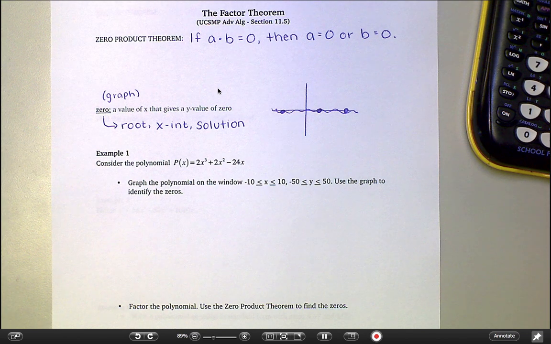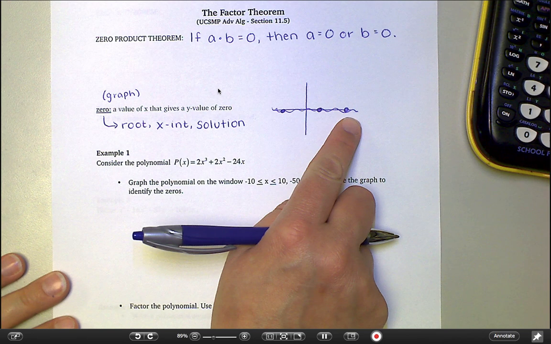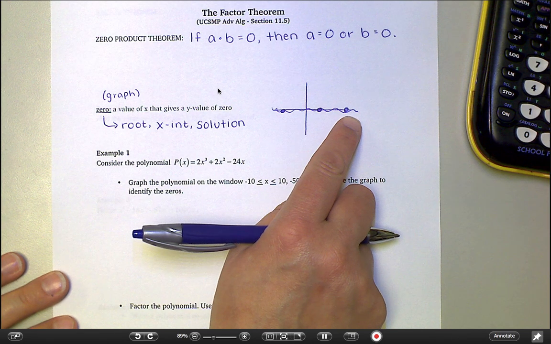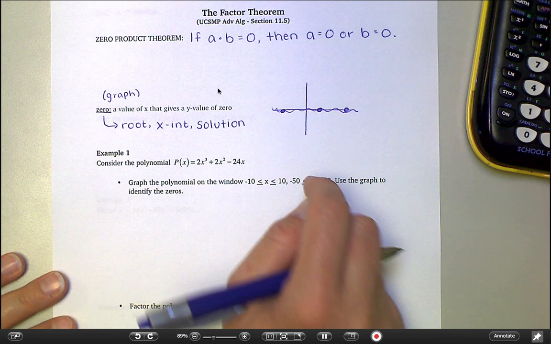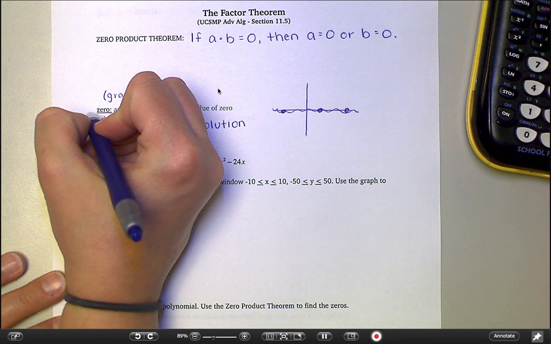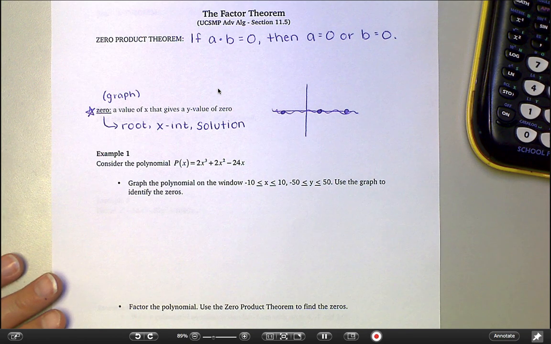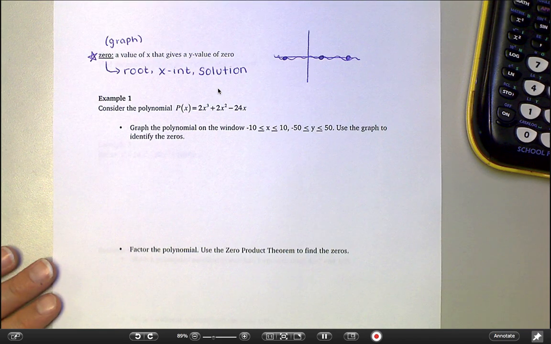But I want you to know that those words are all interchangeable. Roots, x-intercepts, solutions, zeros, all of those mean the same thing. It means these points on the x-axis. And the whole idea today is to relate zeros back to factors. So let's dive into example 1 here.